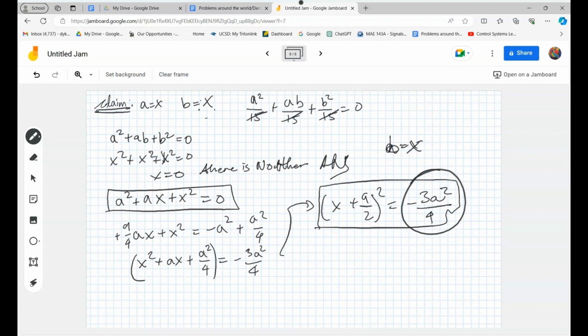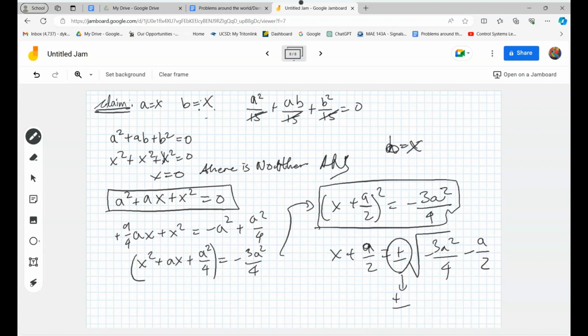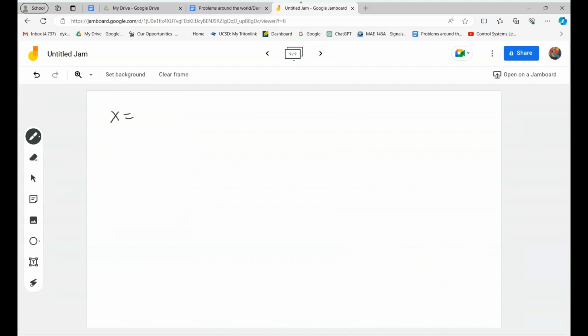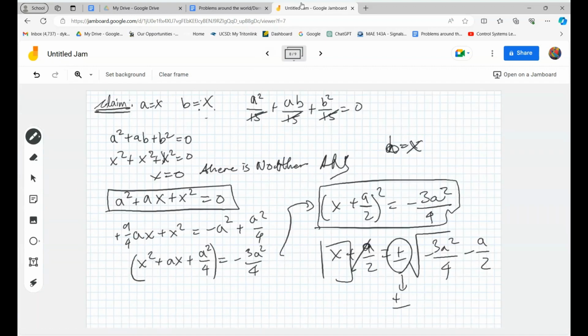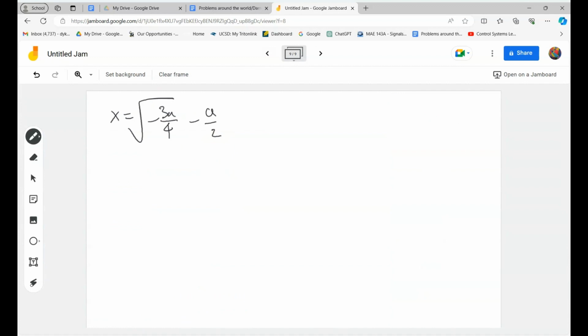Anyways, we have this and this, so now we could do x plus a divided by 2 equals plus or minus the square root of negative 3a squared divided by 4. You will prove that plus or minus doesn't matter, but for now we can't say that. This is also minus a divided by 2, so we get rid of that. So we get x equals the square root of minus 3a divided by 4, as clearly seen over here, minus a divided by 2. Now, I do want to see if there's a new Jamboard, but we'll figure that out. Oh, this is plus or minus.